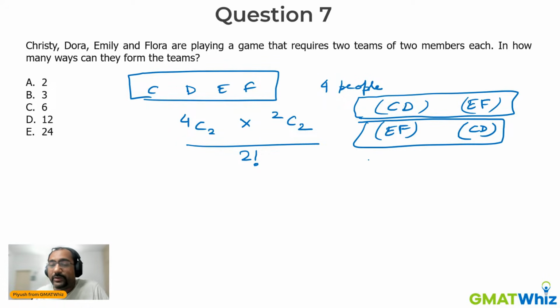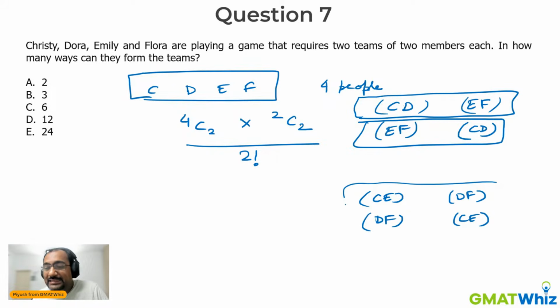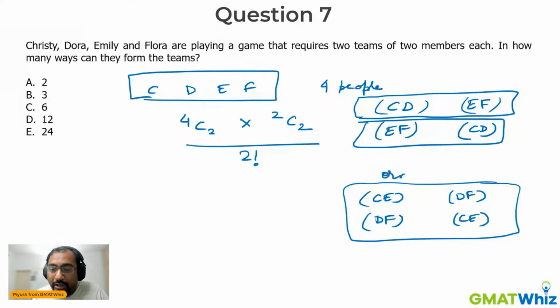It doesn't matter which 2 people you select early. For example, if you selected CE in the first go in one team and DF in the other team, it's always possible that the next time you're selecting, you end up selecting DF in the first go and CE in the second go. So what is happening in this case is that the order of selection is also getting taken into account. And that's why it is important that you divide by 2 factorial, because the order of selection doesn't matter. We just need to place them in 2 different teams.